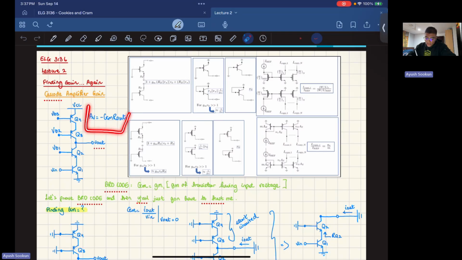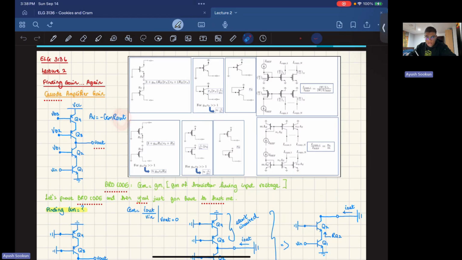The Electronics 2 method is this equation right here: Av, the gain, is minus Gm times R out. What is Gm? Gm is the transconductance of your entire circuit as a whole. R out is the output resistance of the circuit.